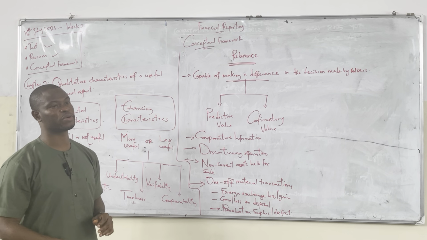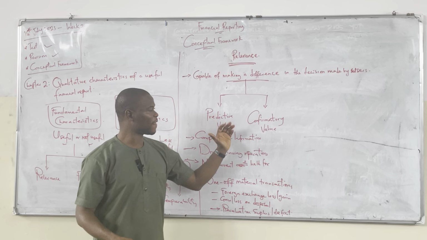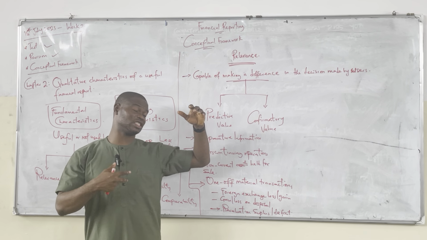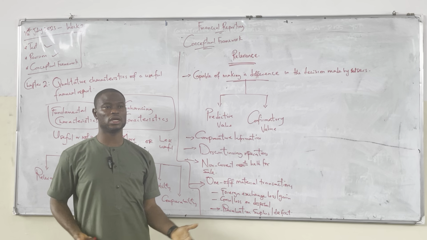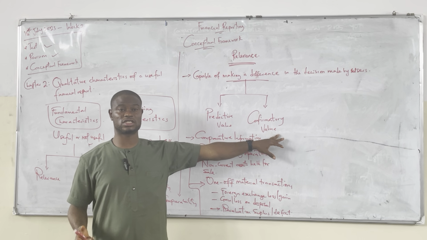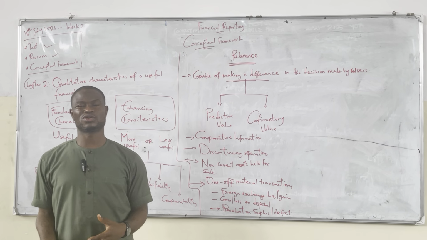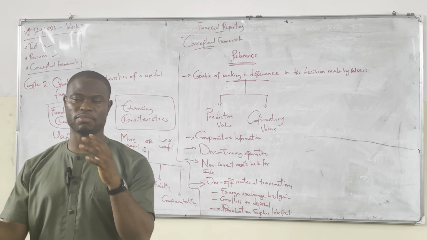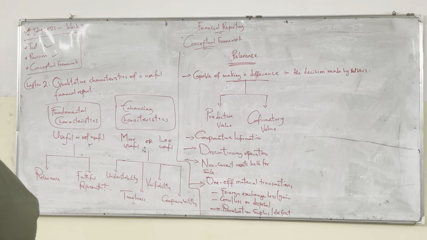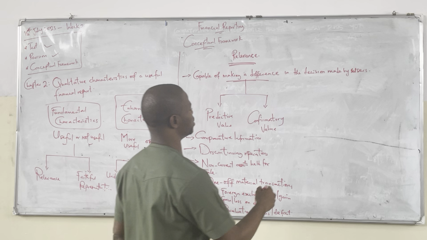All of those help predictions. Now, confirmatory value is just that whenever we make a prediction, the financial statement must be able to confirm it in the future. So this still comes back to confirmatory comparative information. If we say next year they will make 10 million, by my own prediction, then when next year comes, you should be able to see whether they made 10 million or not. So predictive value, confirmatory value. Finally, on relevance is materiality.